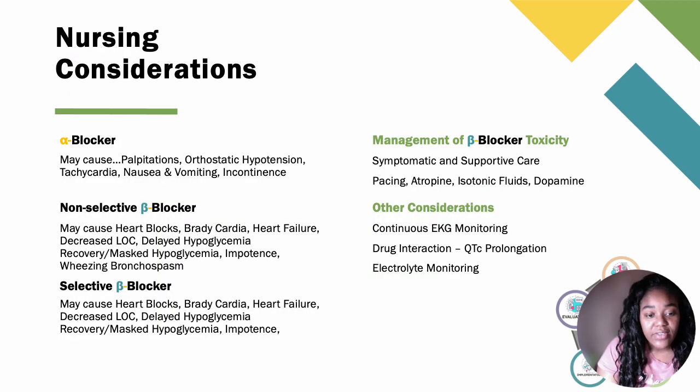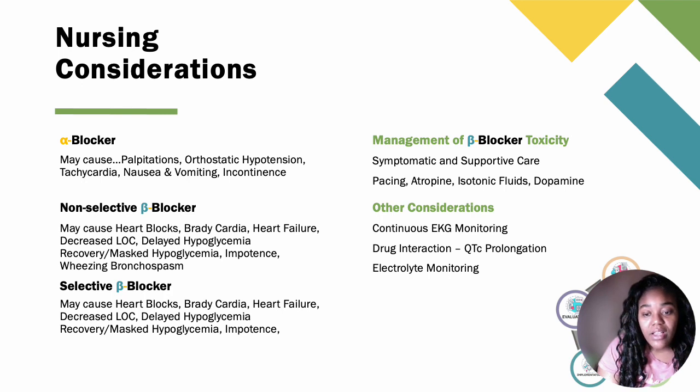Regarding your nursing considerations, alpha blockers may cause palpitations, orthostatic hypotension, tachycardia, nausea and vomiting, incontinence. Non-selective beta blockers may cause more heart blocks, bradycardia, heart failure, decreased level of consciousness, delayed hypoglycemia recovery or masked hypoglycemia, impotence, and wheezing or bronchospasms. You have selective beta blockers, particularly to the heart, and they may cause heart blocks, bradycardia, heart failure, decreased level of consciousness, delayed hypoglycemia recovery, and masked hypoglycemia, impotence.